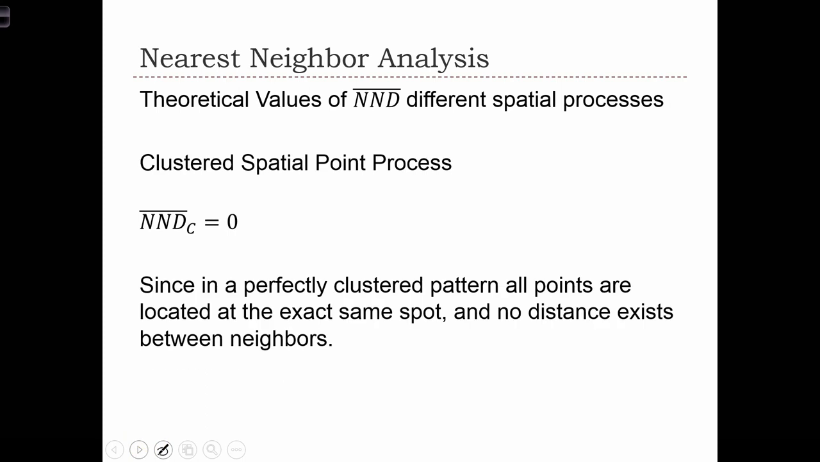Now, if they're clustered, in the extreme case, we expect a nearest neighbor distance equal to 0. If you have a study area like this, in the most extreme case of clustering, you have 10 points, all 10 points right on top of each other. That's the most clustered these 10 points can be. In that case, none of the points have any distance to their nearest neighbor, so the average of all those zeros is just a zero in itself.